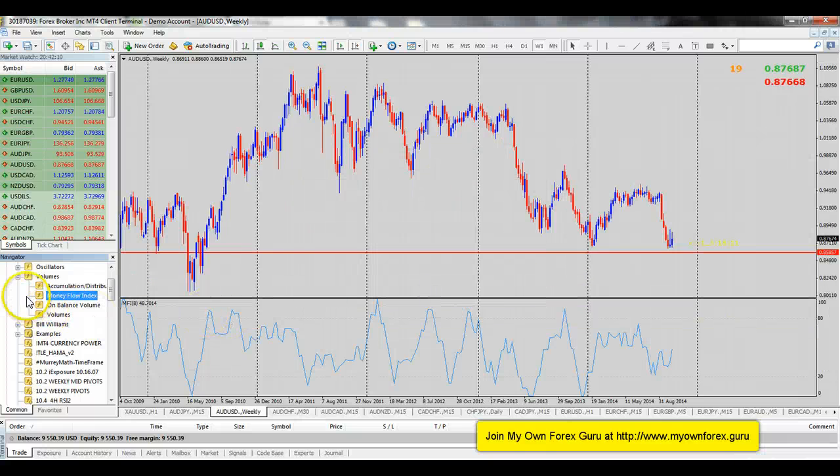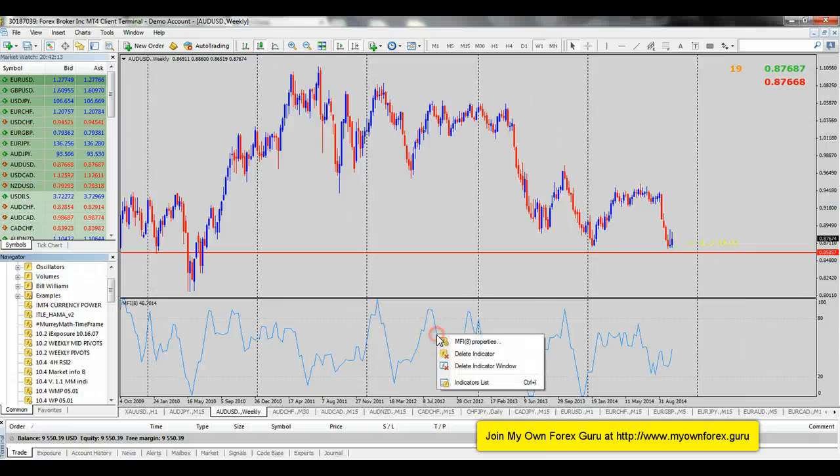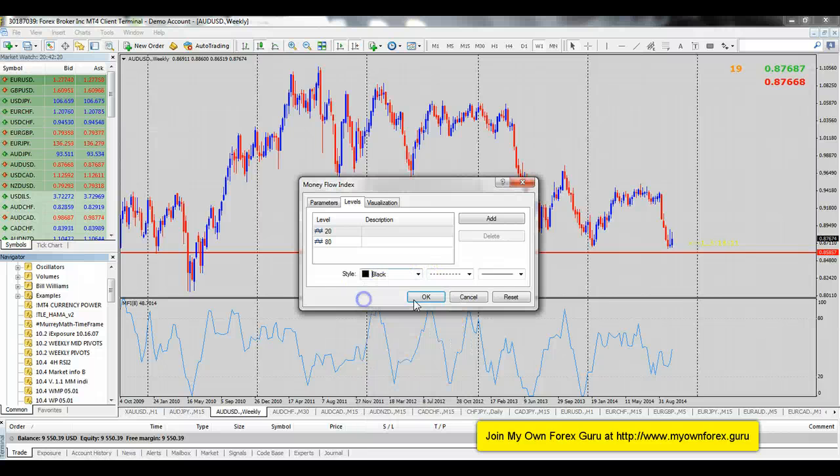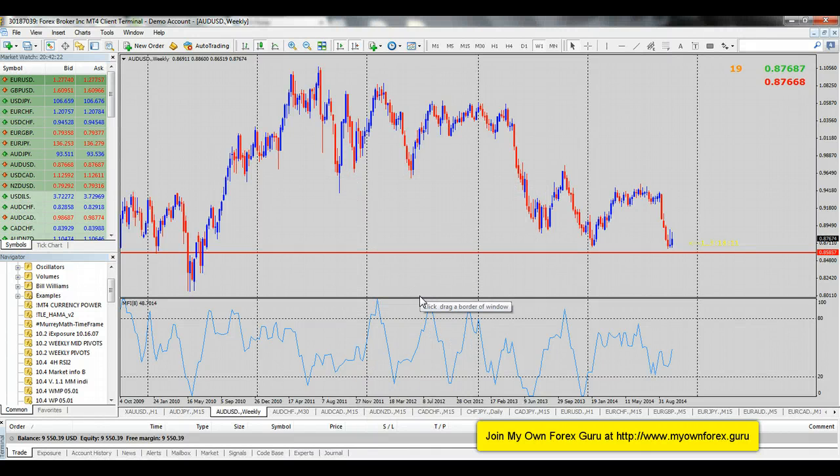Money flow index, same thing. Overbought, oversold. I personally like the money flow index because it is exactly that, money flow. Right, overbought and oversold.